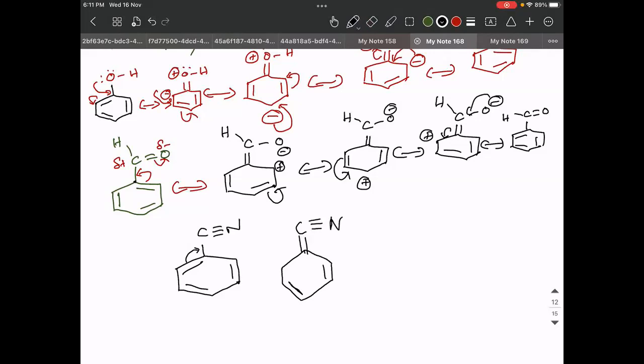It will shift like this, then get a double bond. So the group which is donating electrons, look, the OH is donating electrons. That's why it is positive, whereas the other group withdraws the electron. That's why it is negative.